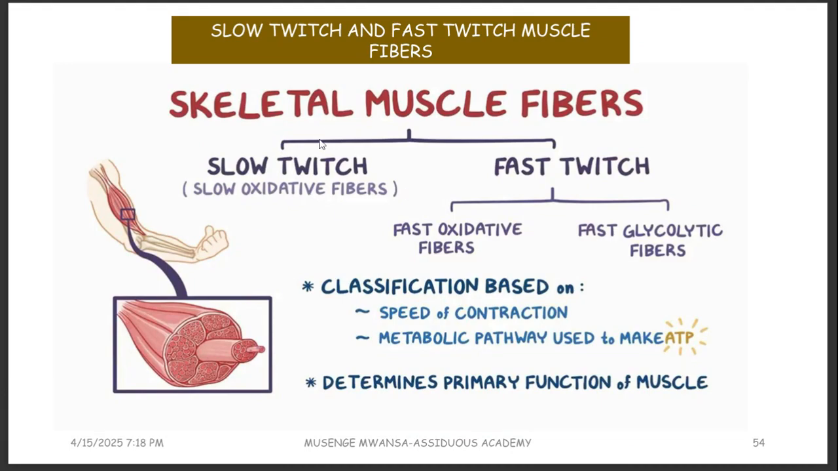Another thing you need to know about skeletal muscles is that they can be divided into those that are known as slow twitch and fast twitch. The slow twitch, we call them slow oxidative fibers. The fast twitch, we divide into the fast oxidative and fast glycolytic.